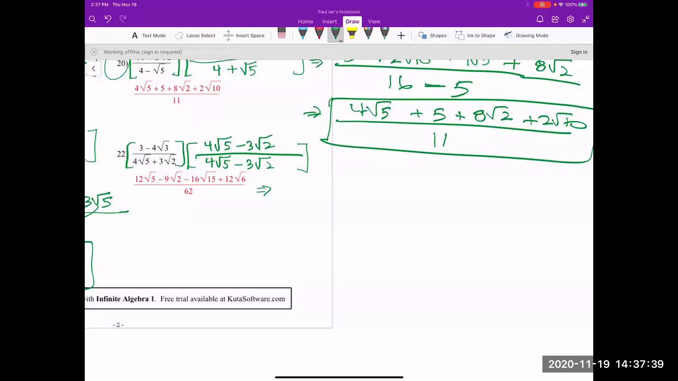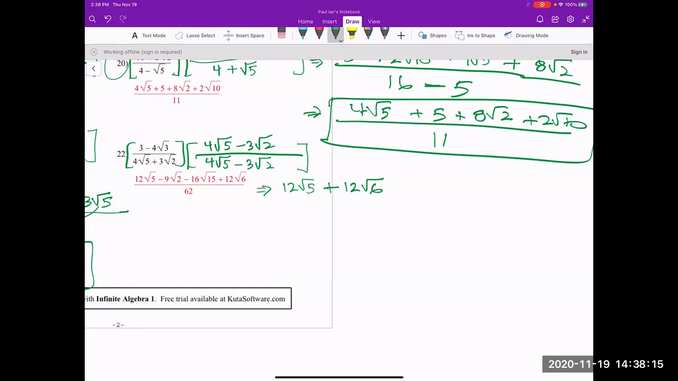12 root 5 minus 12 root 5 plus 12 root 6. Okay. And then 16 times 5, is it minus or plus? Plus, for the 16 one? Yeah. It's -4, right?